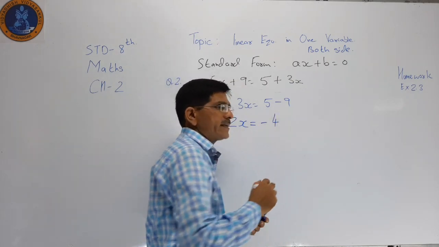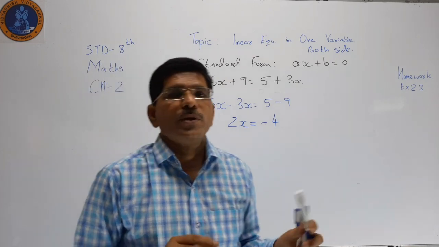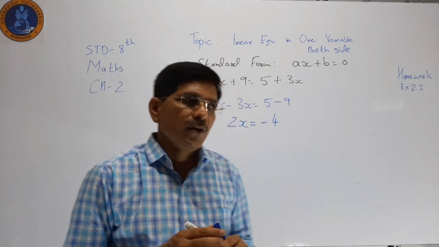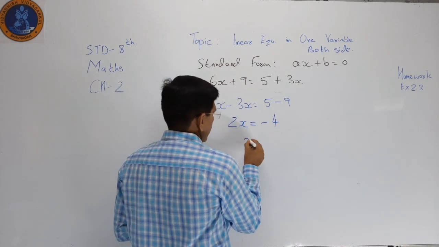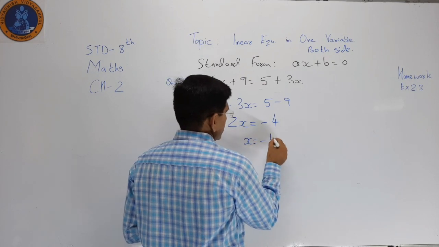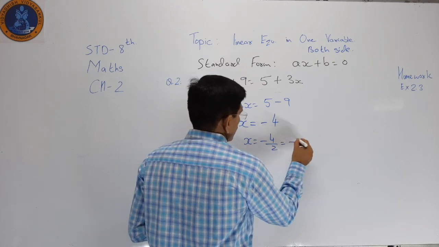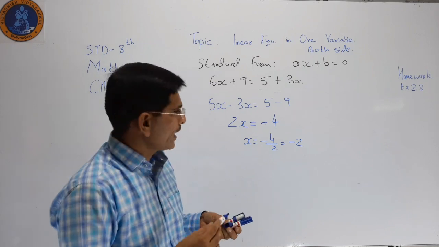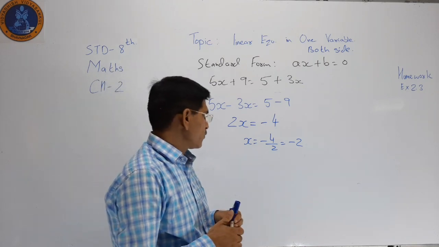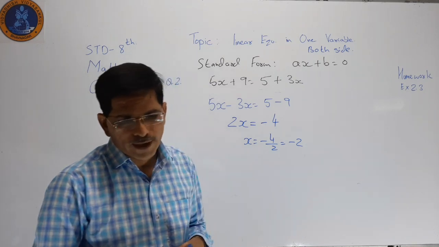Now what is the next step? The multiple should go to the divisible side. So x is equal to minus 4 by 2, which is equal to minus 2. So x is equal to minus 2.